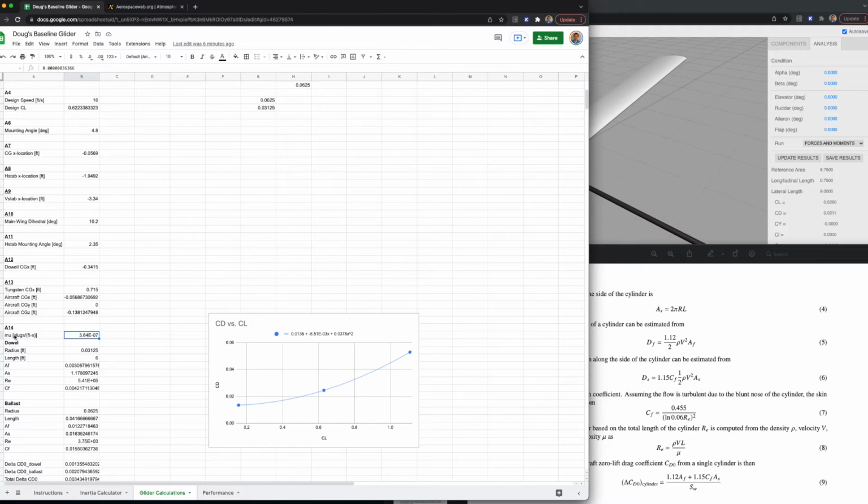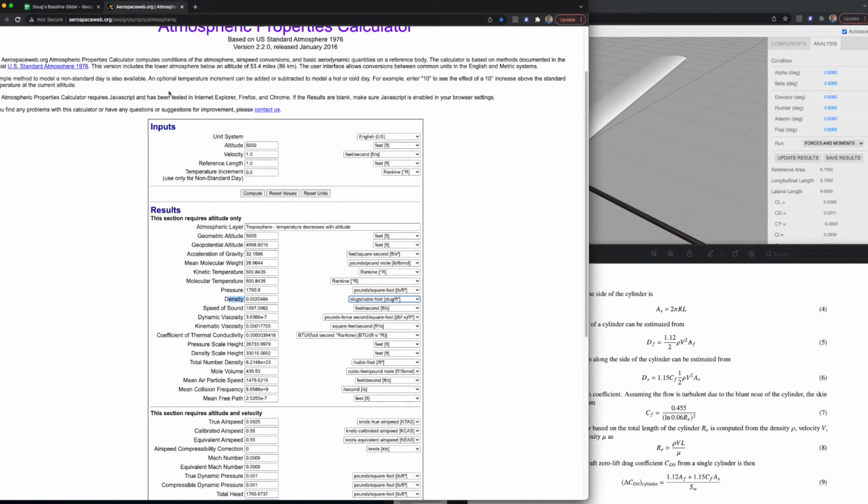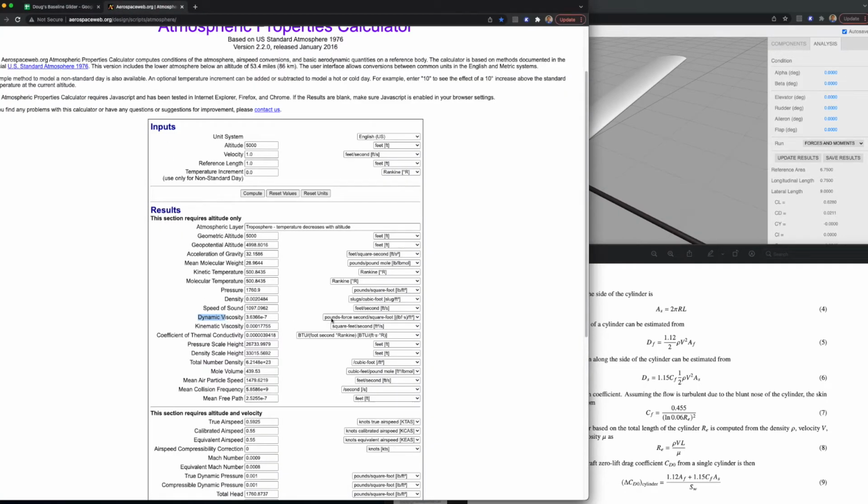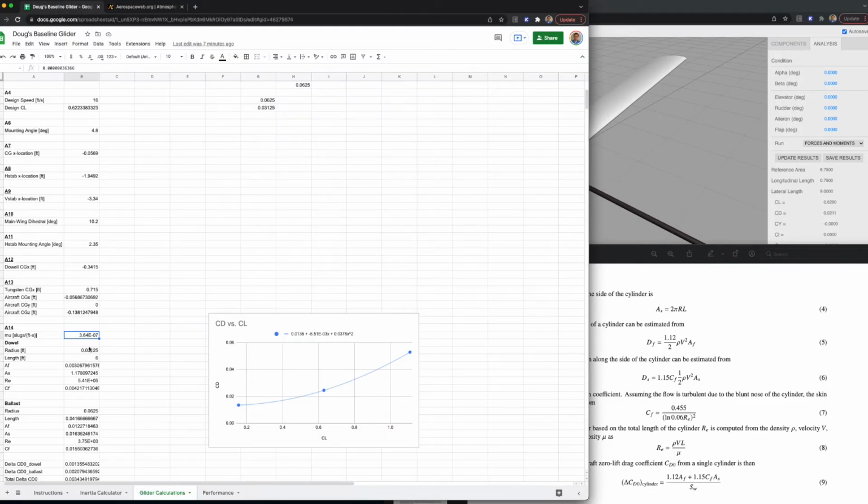And here's where I have the viscosity. Now, by the way, where I get this is from aerospaceweb.org. You can come down here. This is the dynamic viscosity, and we need it in, what are the units here? Slugs per foot second. So this is the dynamic viscosity, 3.6366 e to the minus 7. That's what I've got here. It's rounding in what it's showing here. But anyway, that's my dynamic viscosity.